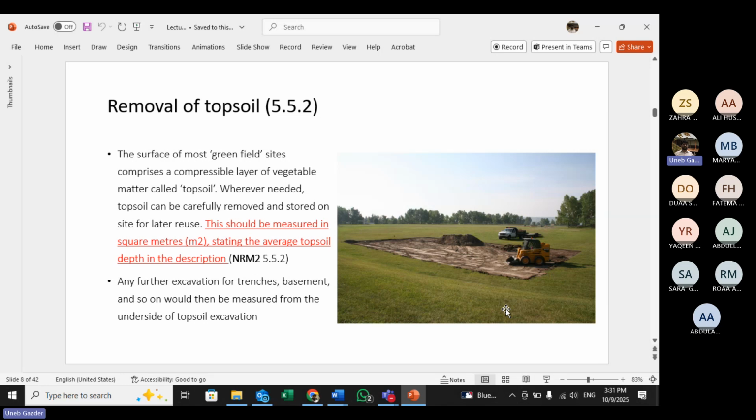If you go into NRM2, you will see within the same section the removal of trees and these sorts of items. Okay, so we don't want them, like we want them, but not under our structure. So it should be removed.